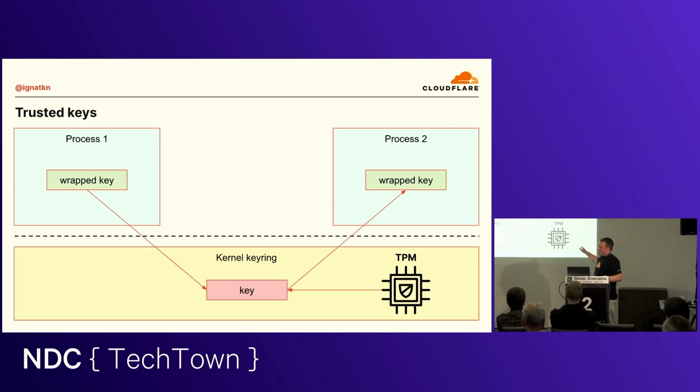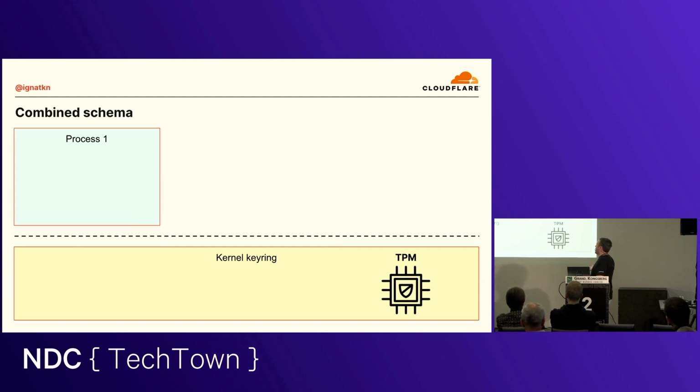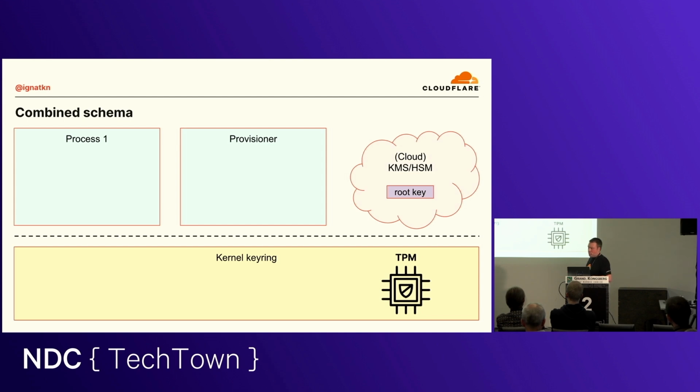But specifically for TPM, there is a disadvantage here. What if you have a lot of keys? You need to continuously poke the TPM, and TPMs are not really fast, and sometimes they're not very reliable. They break quite fast. So we can do a combined scheme approach here. Let's say we have some central repository of keys, and we have a particular root key we want to provision.